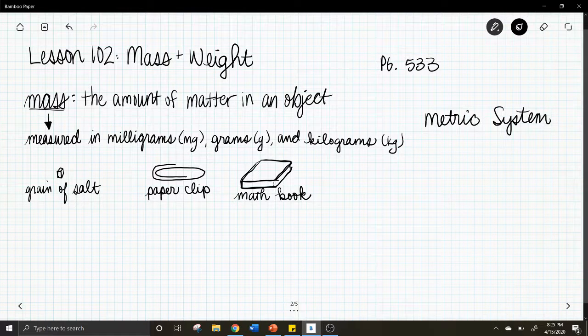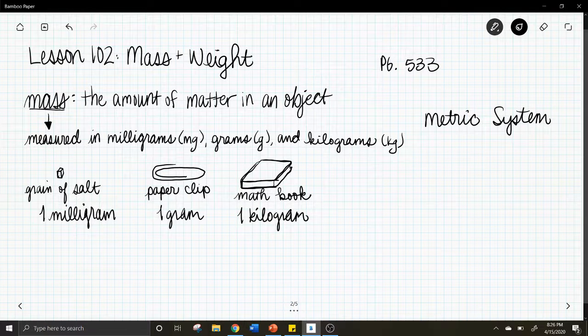So we're going to look at a few different examples of the mass of objects. A grain of salt has a mass of 1 milligram, or mg. A paperclip is about 1 gram, and a book we'll say is 1 kilogram. Okay, so that's mass, not weight.